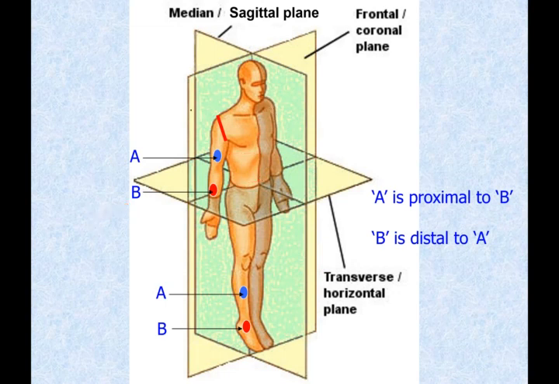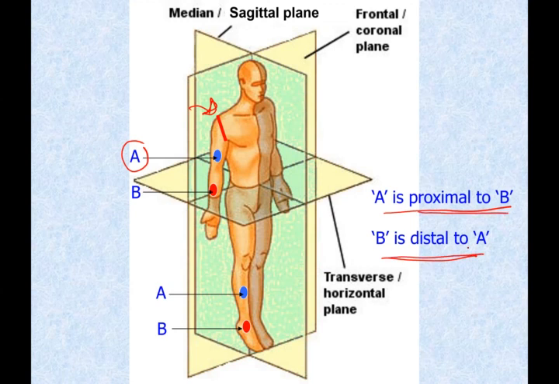Therefore, you use a different method. You take the place at which the limb is connected to the trunk. Here the upper limb is connected to the trunk through the shoulder joint. Therefore, you can say A is closer to the shoulder joint than B. So the terminology used is A is proximal to B, and B is distal to A. Whatever is away from the attachment of the limb to the trunk is called distal. Whatever is closer to the attachment is called proximal. That's how you use these terms, proximal and distal.